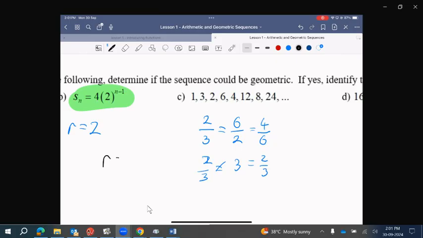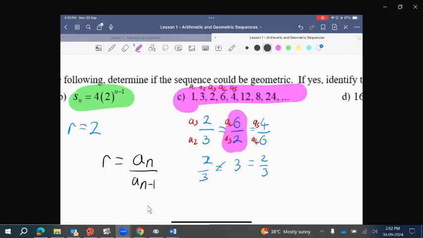So r is equal to any term in the sequence divided by the previous term in the sequence. So this is the first term, the second, the third, the fourth, the fifth. So this is the third divided by the second. This one is the fourth divided by the third. This one is the fifth divided by the fourth. And we see that it's this one that's different to the other two.